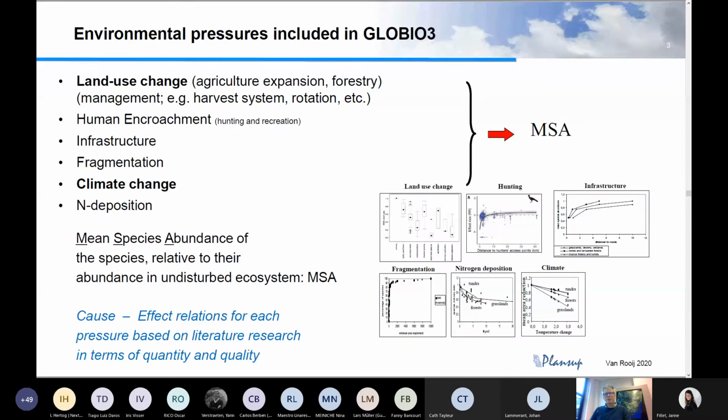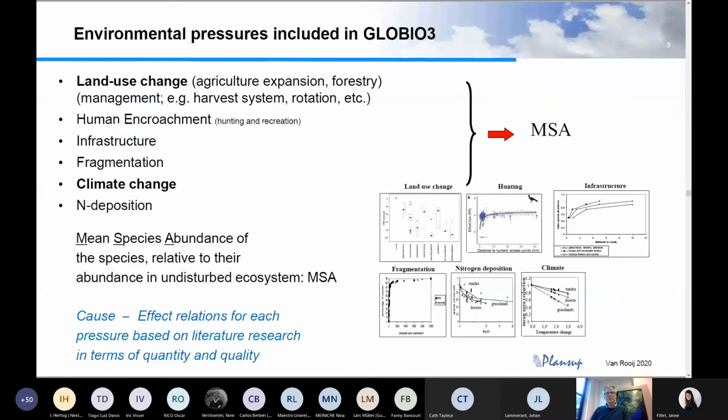To include you first, what is GloBio about? I'm just going quickly over it. It uses different pressures to estimate the impact on biodiversity. So you do not have to measure biodiversity itself, but you measure pressures, and then you get some information about how much biodiversity is left. Well, here you can see the pressures that are involved: land use, human encroachment, infrastructure, etc. And the indicator used is called mean species abundance of the species relative to the abundance in undisturbed ecosystems, or MSA. Well, you can forget about that definition. Just remember intactness or naturalness, because that's where it's all about.